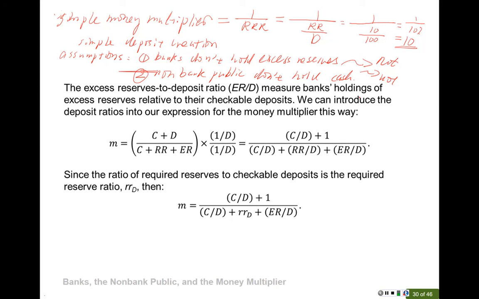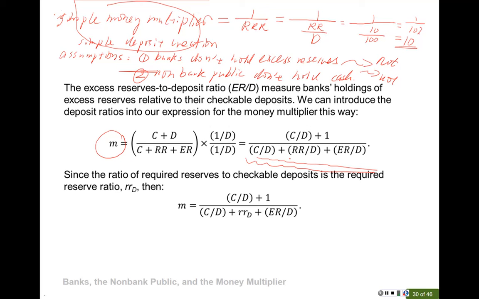So now we release these two assumptions. We change them and make a new assumption: the banks will hold excess reserves and the non-bank public will hold cash. Then what happens to the money multiplier? That's the new money multiplier we are going to study. It's different from the simple money multiplier we discussed previously. This is the money multiplier, not the simple money multiplier.